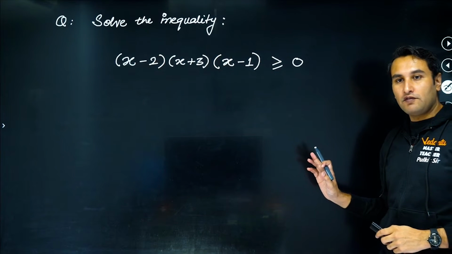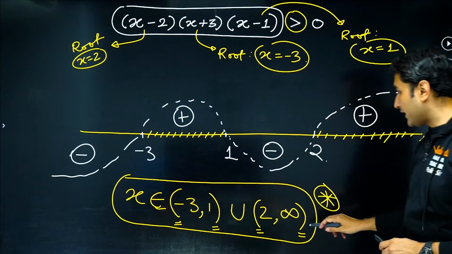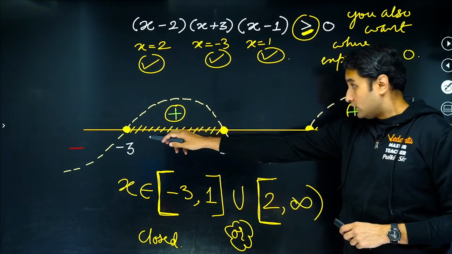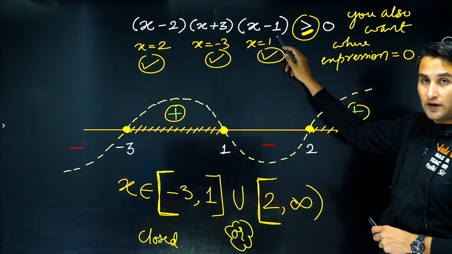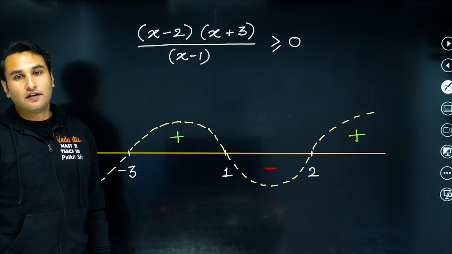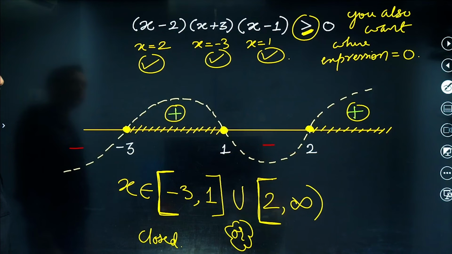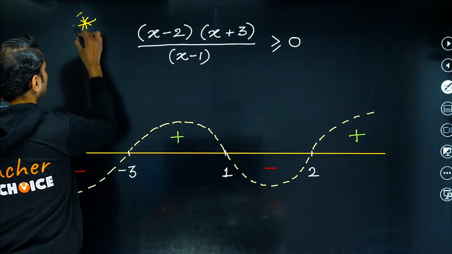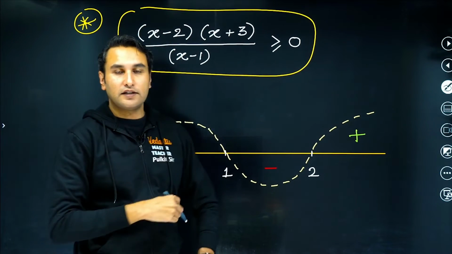Awesome. So what have we learned till now? Greater than 0: all open brackets, positive portion. Greater than or equal to 0: the positive portion also includes the points 2, minus 3 and 1, so closed brackets there. Now what if the question is like this? Let's take a question where we see a division. Note this. Let's learn this problem now.